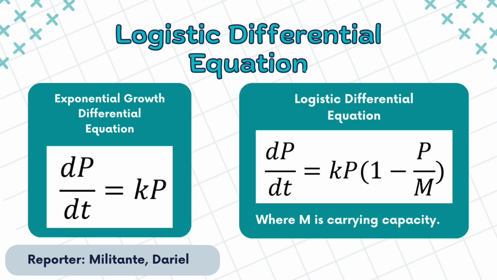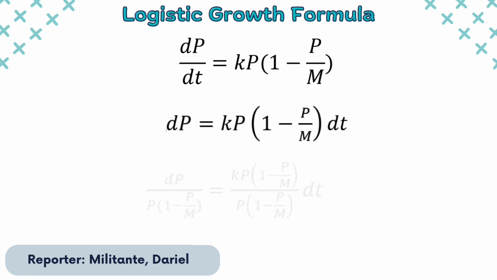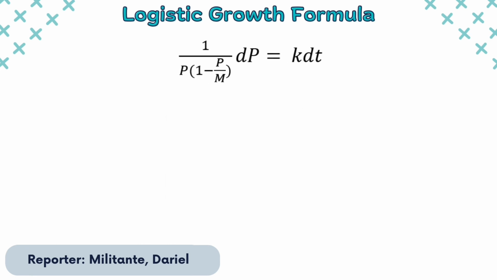Moving on, let's derive the logistic growth formula from dP over dt is equal to kP times 1 minus P over M. First, multiply dt to both sides or simply cross multiply. The result is dP is equal to kP times 1 minus P over M dt. Then we separate variables of P and t. We divide both sides by P times 1 minus P over M. Please note that we are keeping the growth rate k on the right side because it is not a P. So we will get 1 all over P times 1 minus P over M dP is equal to k dt.